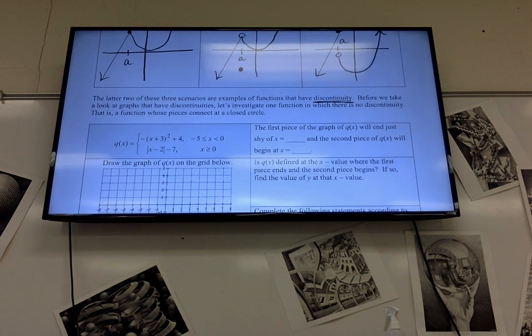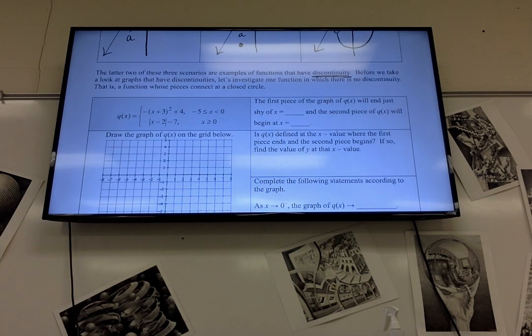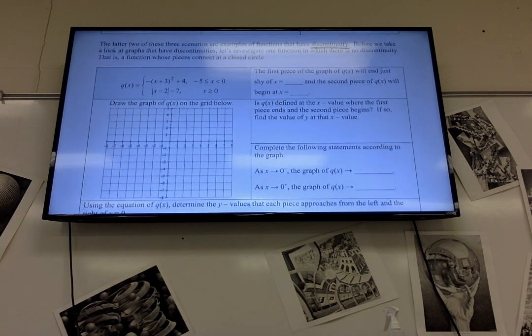So let's talk about first what it looks like when it is continuous, when they do connect with a closed circle. This is great review, by the way, because this is stuff we did, I don't know, not at the very beginning. So we have two functions for q of x, and what we're going to do is graph these two. Okay, so negative x plus 3 squared plus 4, and it goes from negative 5 to 0.